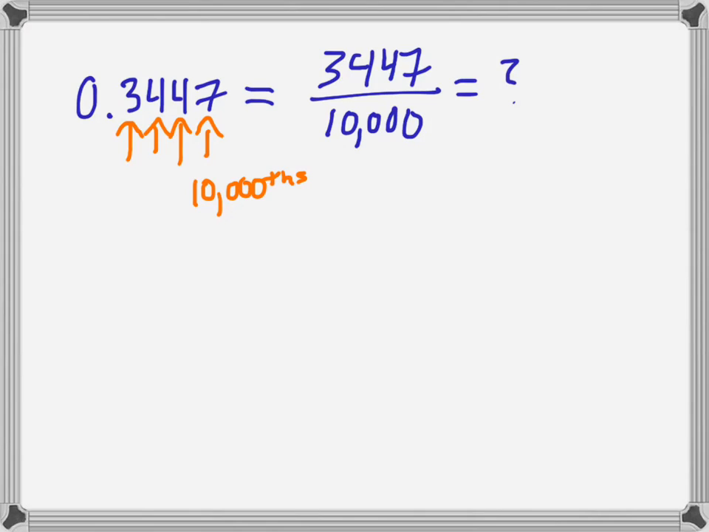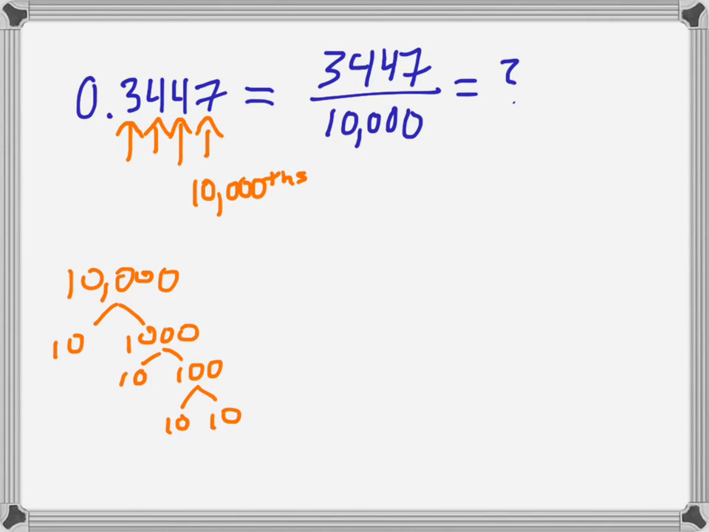This one looks like it's going to be hard to reduce, but it's really not. The nice thing about fractions like these is that your denominator is always going to be a power of 10. It'll be 10 or 100 or 1,000, 10,000. If I look at the number 10,000, I'll do this off to the side here and start factoring it down. This is 10 times 1,000. 1,000 is 10 times 100. That's 10 times 10. And all of these 10s are 2 times 5.